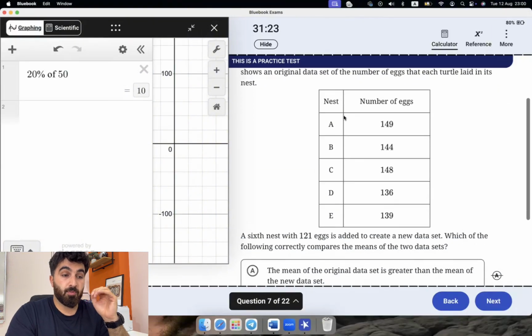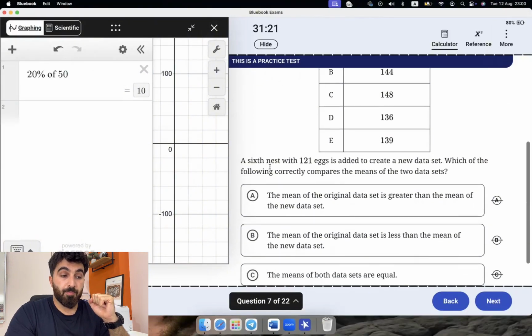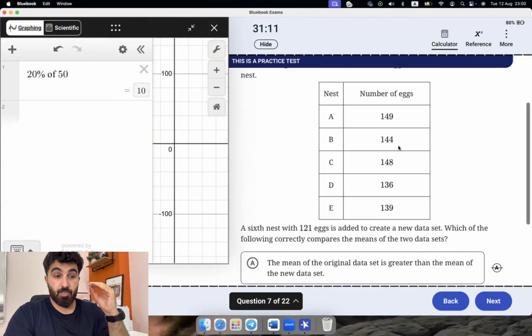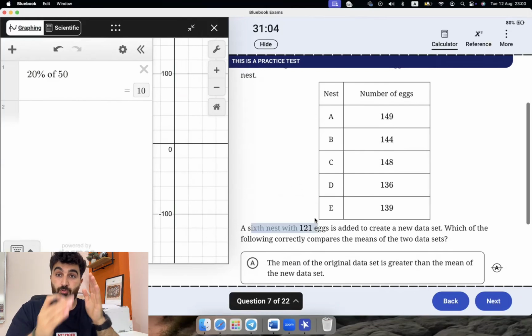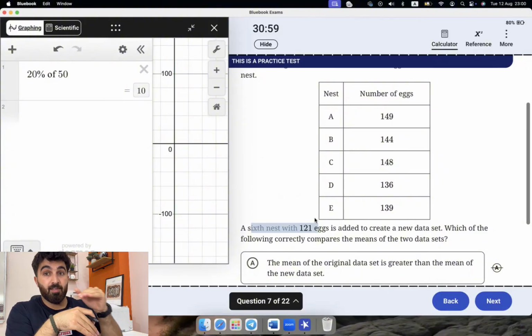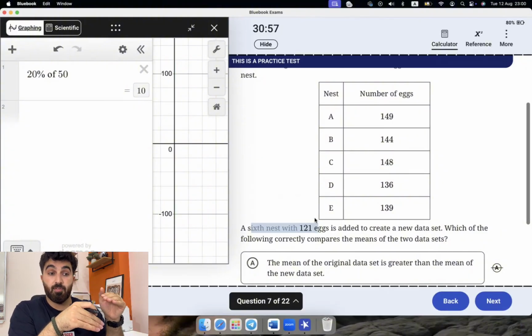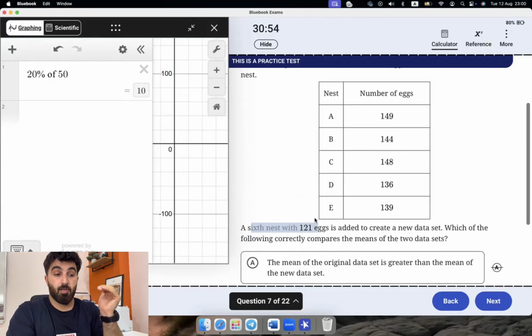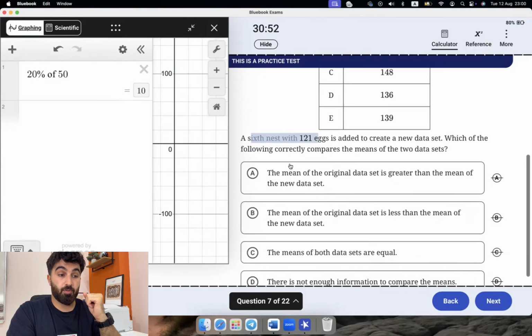We are given the table and a number of the x. What is the question? A 6th number, 121, is added to create a new data set. Which of the following correctly compares the mean of the data sets? Look, you see the numbers change from the minimum of 136 to the maximum of 149. But if you add 121 to the set, this will be the smallest one in the data set. So if you add a number which is lower than all the others in the set, you automatically decrease the mean. So the mean of the new set will be lower than the original. The mean of the original is greater than the mean of the new data set.